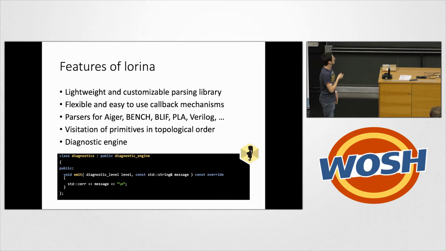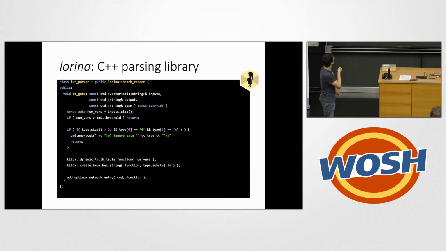This is a lightweight and customized parsing library. It's flexible, easy to use. It doesn't only do the parsing. It does not do anything with the stuff, but it provides you with callbacks, which you have to implement, and then something happens. For example, here on gate, we implement the bench reader, and then it gives you this on gate function. It passes the information, and whenever it sees a gate, it provides you with this information, and you can decide what to do.